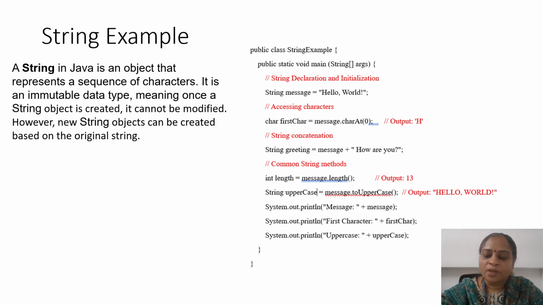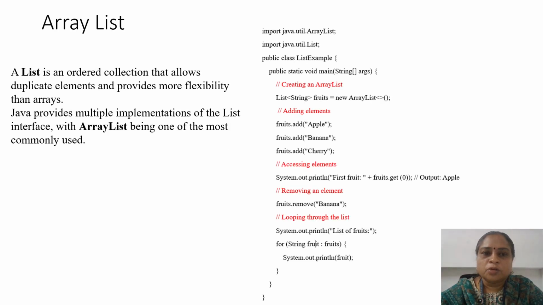Okay. And in the next slide, we are going to see the topic ArrayList. There's a difference between array and list. First we should know what a list is. A list is an ordered collection that allows duplicate elements and provides more flexibility than arrays. We all know that Java provides multiple implementations of the List interface, with ArrayList being one of the most commonly used.